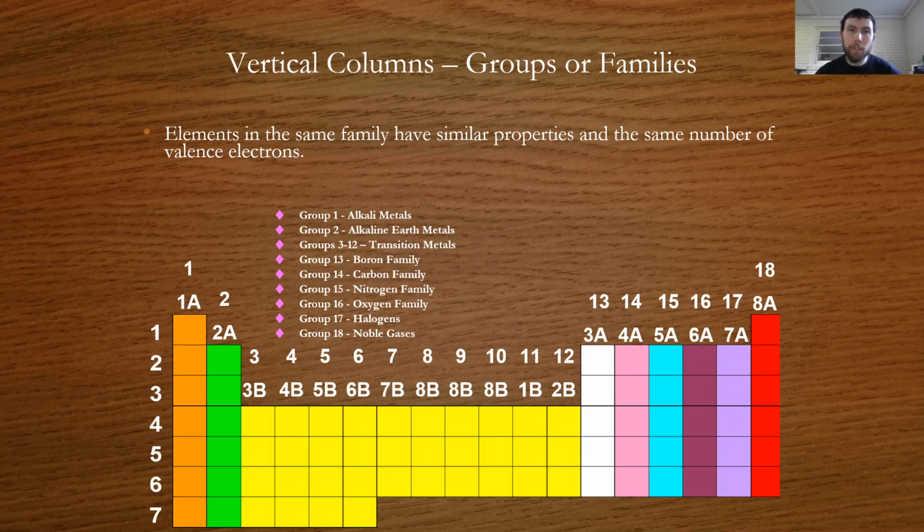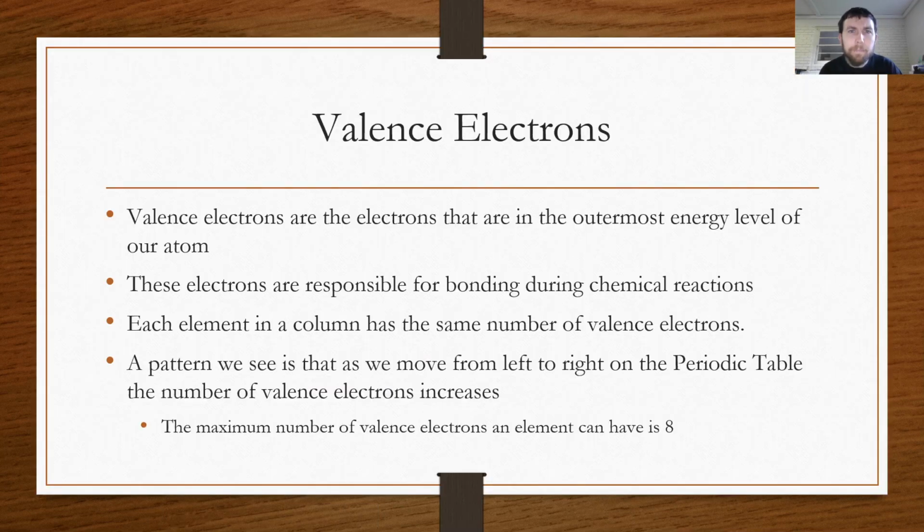And so again, all the elements in the alkali metals have similar properties, and they have the same number of valence electrons. And then we can apply the same principles for all of the elements in each of those columns. Now, let's talk about those valence electrons, because it's being mentioned, and like I said earlier, I wanted to revisit this. So valence electrons are the electrons that are in the outermost energy level of our atom, right? And if you remember in the previous unit, I had you draw Bohr models for the first 18 elements on the periodic table.